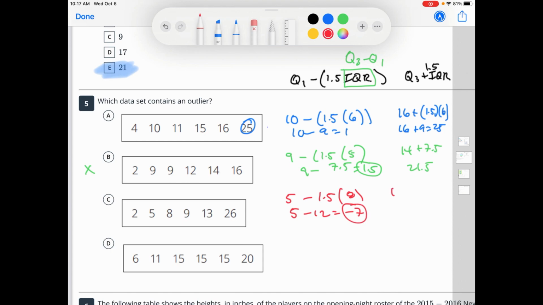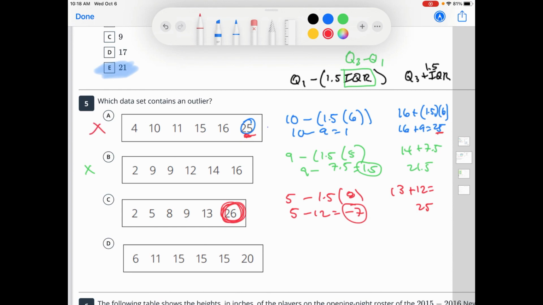And then Q3 in this problem is 13 plus 12, which is 25. Okay, so this one is equal to it, this one is above it. So I like that one. And so not that one.